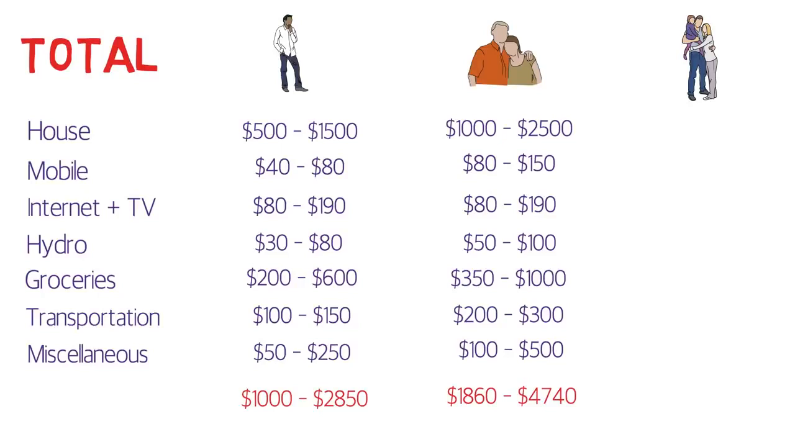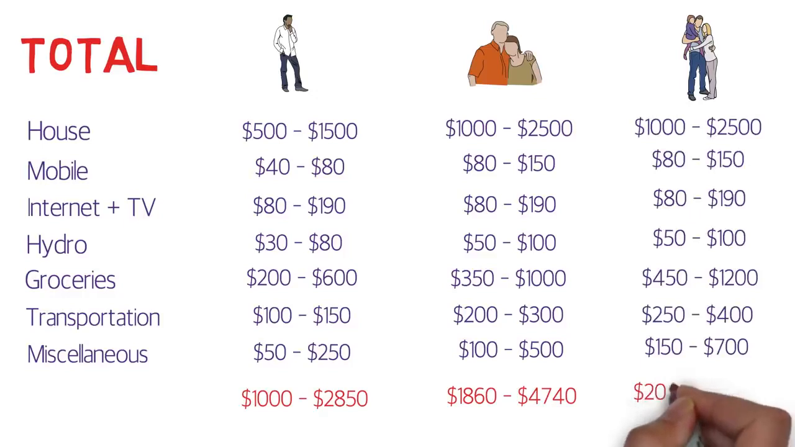Now, if you have a kid as well, you're a family of three people. In that case, you would still live in the same home, right? So you would spend something like $1,000 to $2,500. Mobile charges would be the same. I haven't assumed that your kid would have a separate mobile. Now your internet charges would be the same. Your hydro charges would be the same.